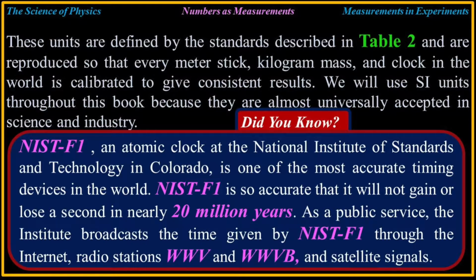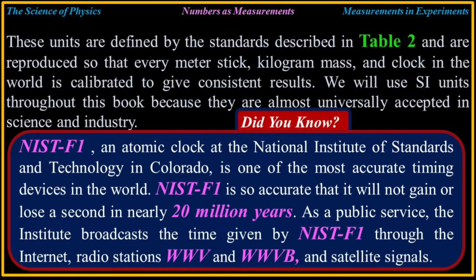These units are defined by the standards described in Table 2 and are produced so that every meter stick, kilogram mass, and clock in the world is calibrated to give consistent results. We will use SI units throughout this book because they are almost universally accepted in science and industry. NIST-F1, an atomic clock at the National Institute of Standards and Technology in Colorado, is one of the most accurate timing devices in the world.